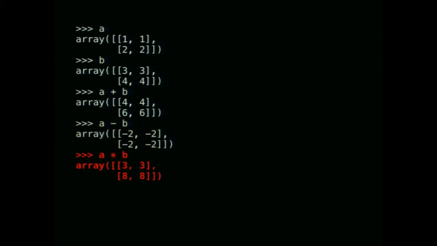If we multiply them together, this is different than MATLAB, it does pairwise multiplication. So this is the equivalent of MATLAB dot star. If you want matrix multiplication, you have to use the dot method. And that's because it's really doing dot products between the rows and the columns. And so you have to use dot to do matrix multiplication. And so you end up with 7, 7, 14, 14.